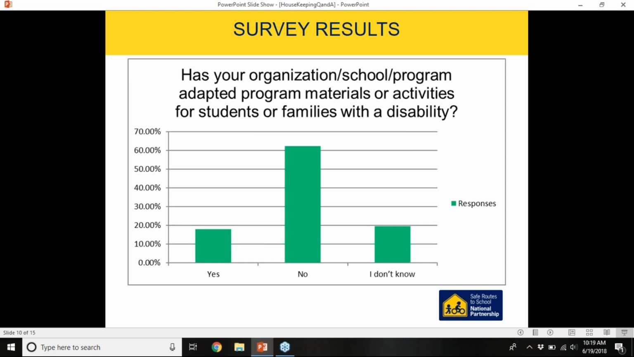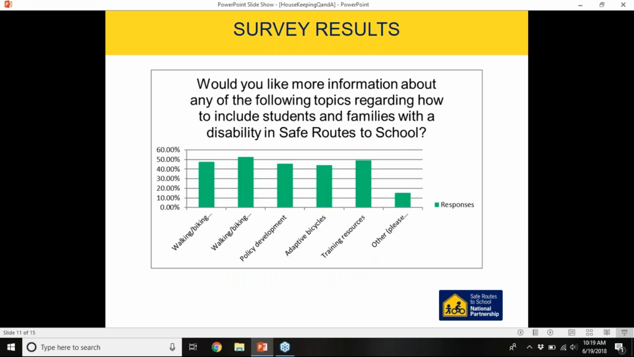Second question, has your organization, school, or program adapted program materials or activities for students or families with a disability? And we had about 18% that said yes, just over 60% that said no, and then close to 20% that said, I don't know.